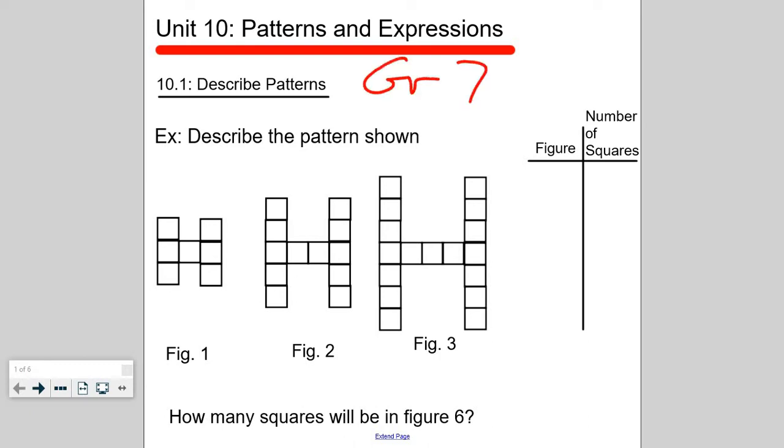Hi, this is grade 7, chapter 10, part 1, describing patterns. So patterns in expression. Describe the pattern shown. We're going to jump right into this.